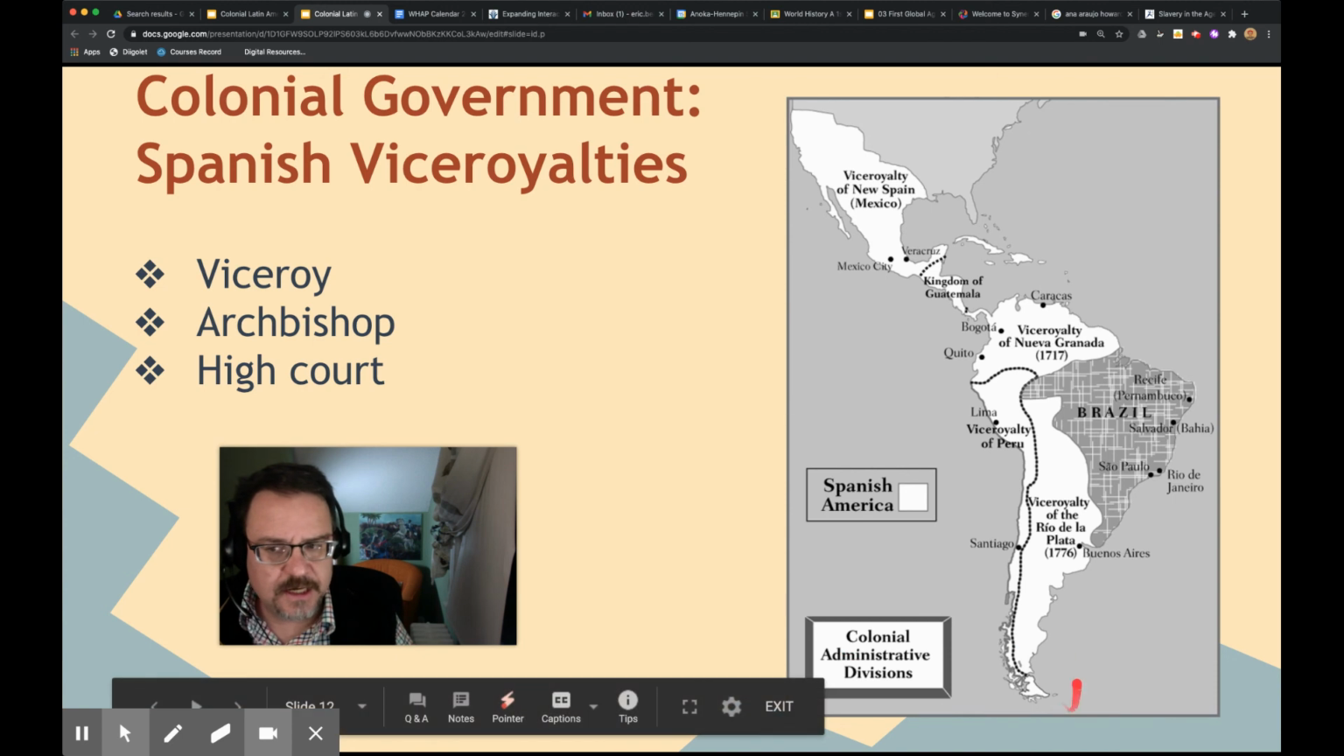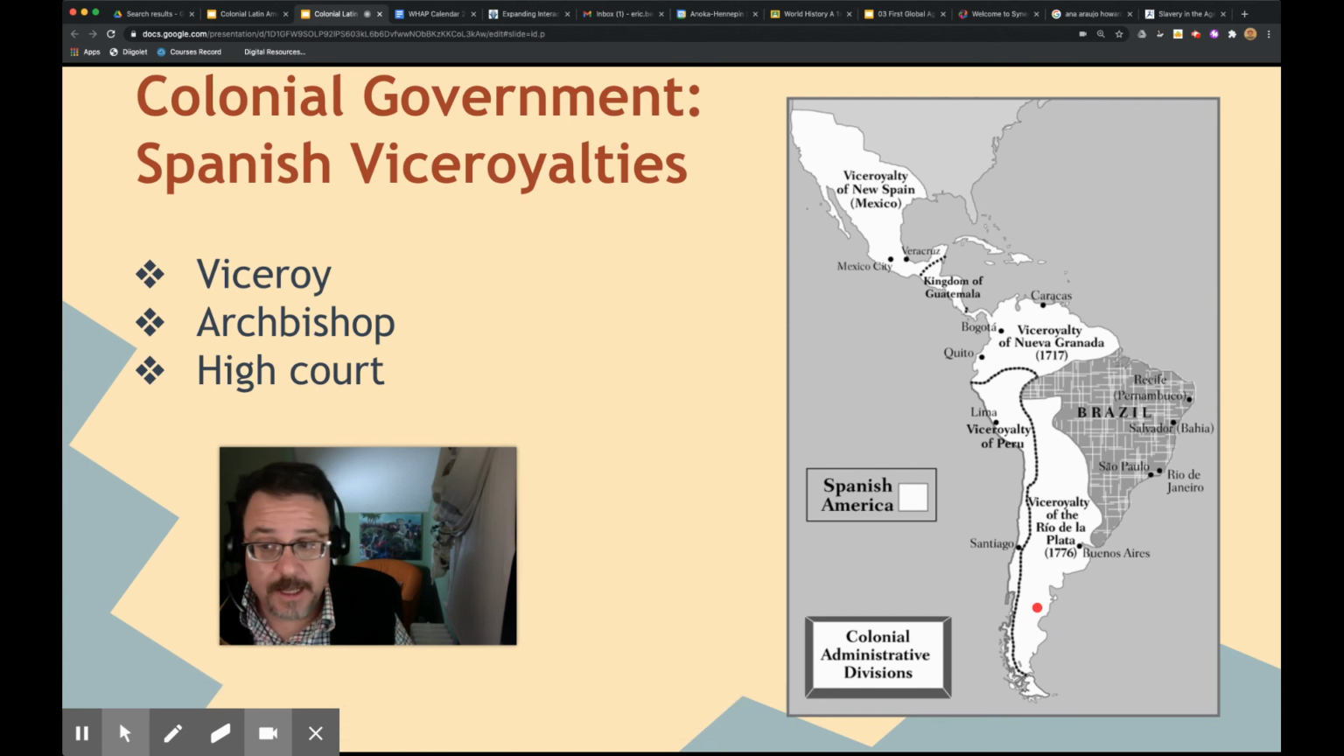But each of these areas had a person who came from Spain. There was a viceroy who'd be like a governor, and an archbishop in charge of the Catholic Church, and then a high court that was like the Supreme Court, if you will, that would hear cases. So part of colonization is that Spanish colonizers established their own government on top of this land. That's part of taking it over, and installed their own officials.